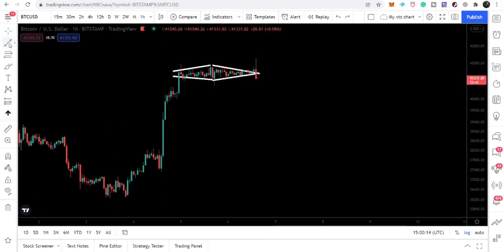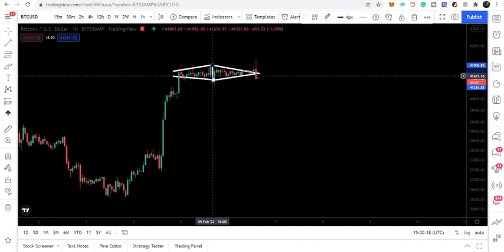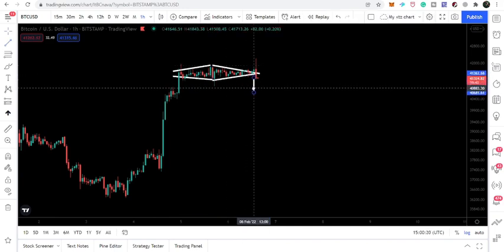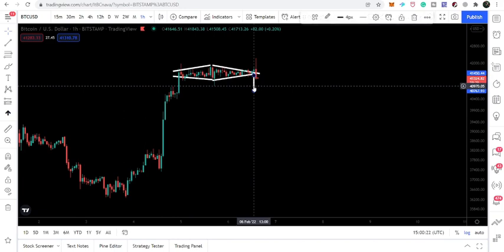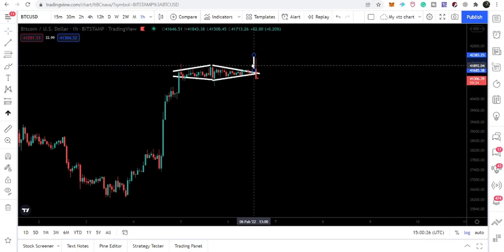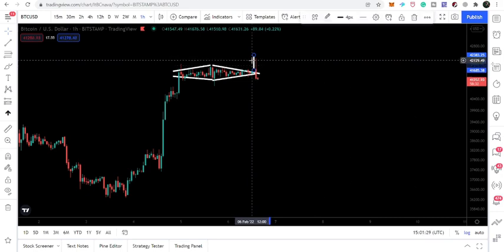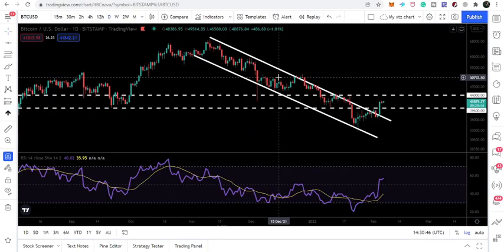Now the target to the downside after this dump can be, if I place this trend line here at the breakdown point, approximately $40,750. But if the price line breaks out the resistance, then it can be $42,383.